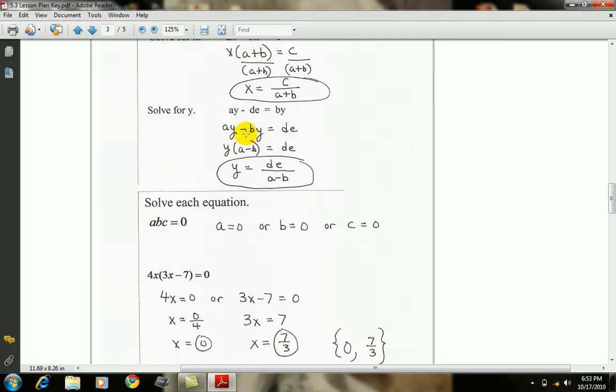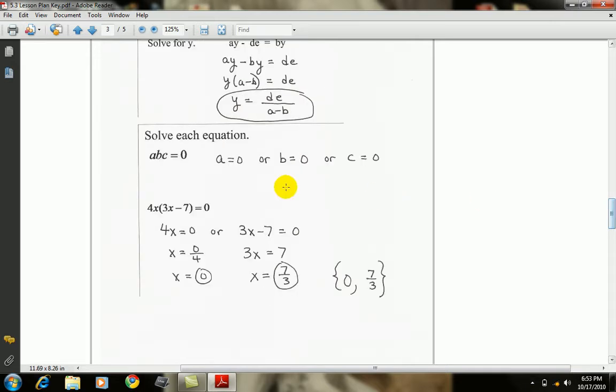We're solving for y. Factor out a y. In parens we have a minus b, and that's equal to d. And to finish, we divide. Because we're undoing multiplication, we divide both sides by a minus b. So our final answer, y equals d over a minus b.